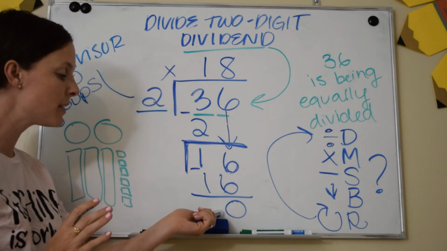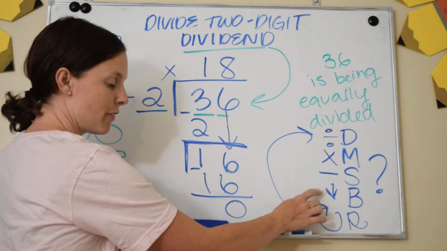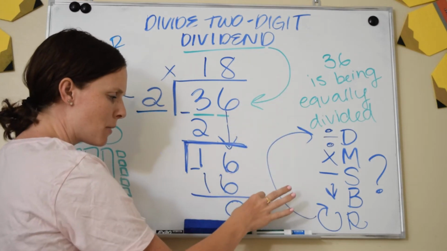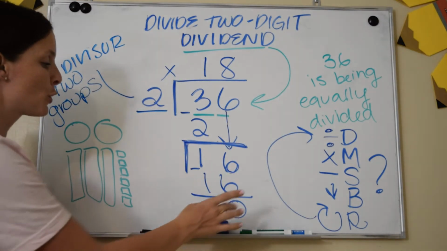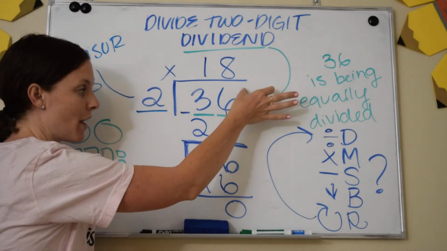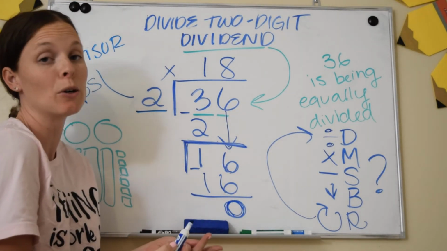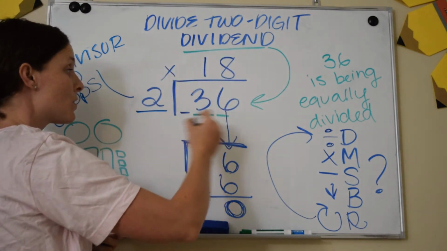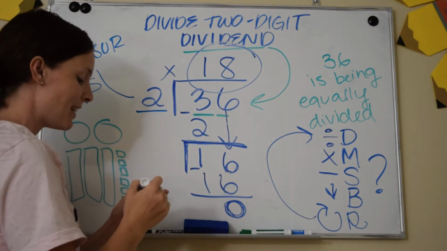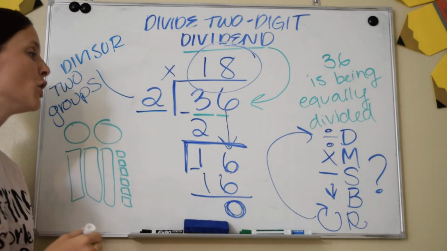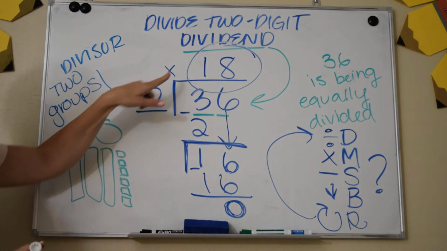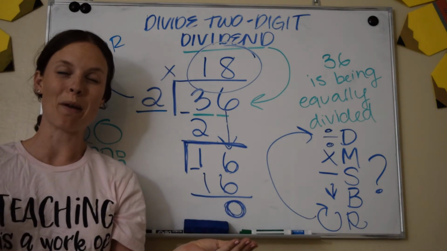Okay, even though I have a 0, make sure you keep going to B. Do I have anything to bring down? I don't. So whatever you're left with here, because you don't have another number to bring down, this is what's left over. I have 0 left over, which means this was a fact family, and our answer was an even answer of 18. So I can say that 36 divided by 2 is 18, and there was no remainder.